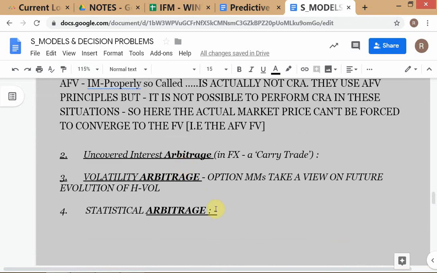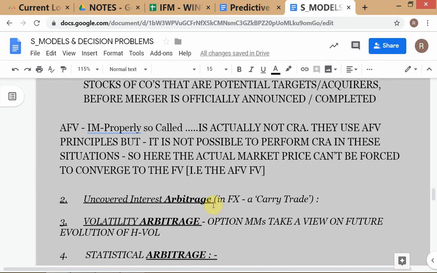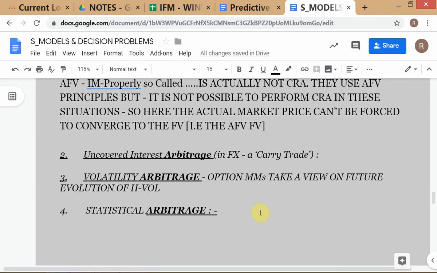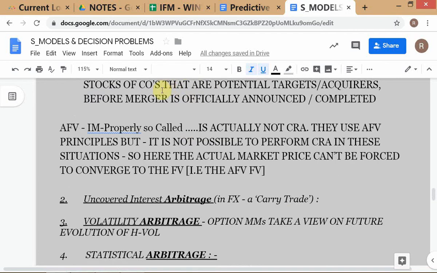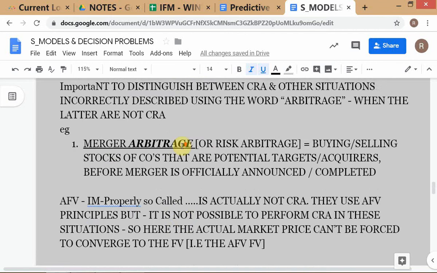I've added one more point here to all those improper uses of the word arbitrage. Remember we discussed CRA. You should have a very clear understanding in your mind of what CRA is. It must be a transaction where all market risk is removed and everything is instantaneously locked in. Market risk must be completely removed. And all these terms that are used in the industry, you can see so many terms using the word arbitrage, and I don't even think I've covered everything.